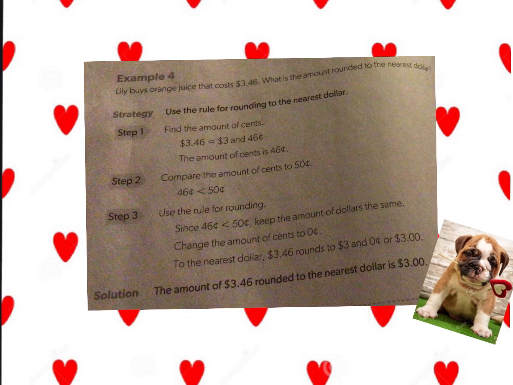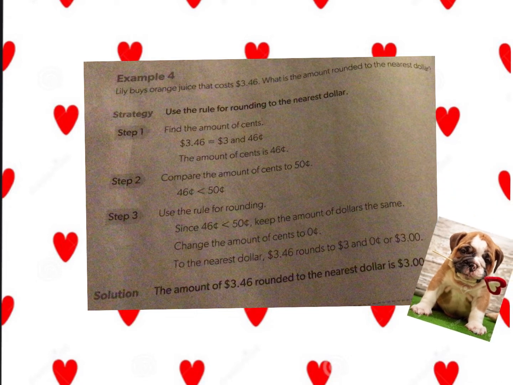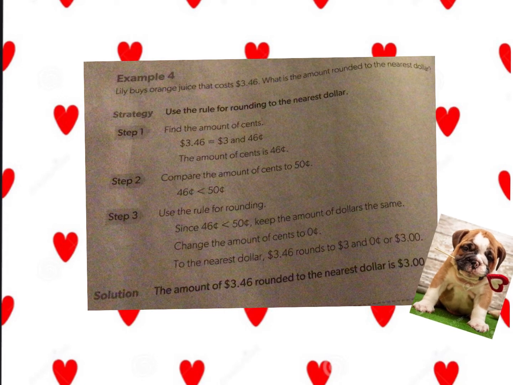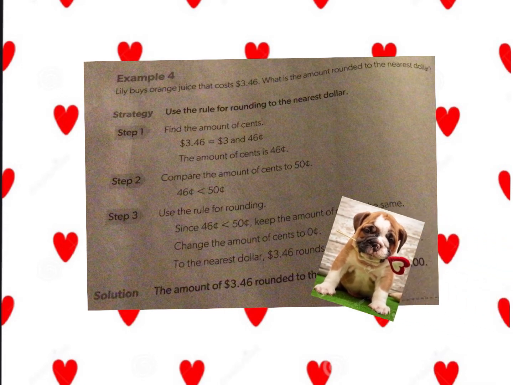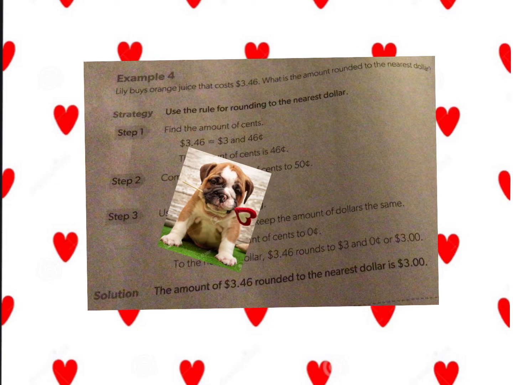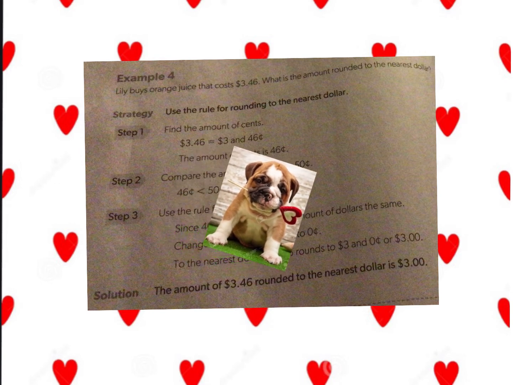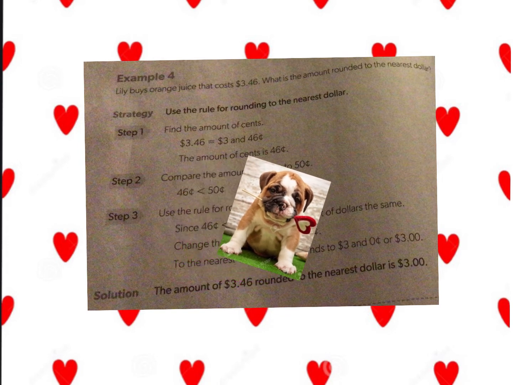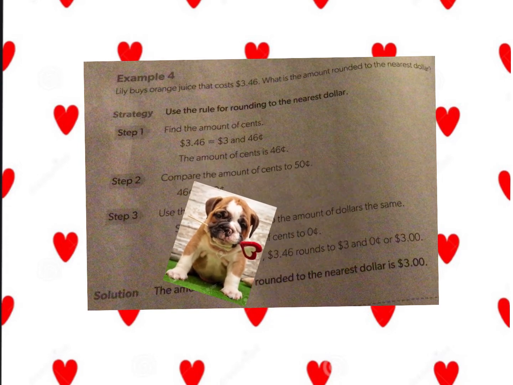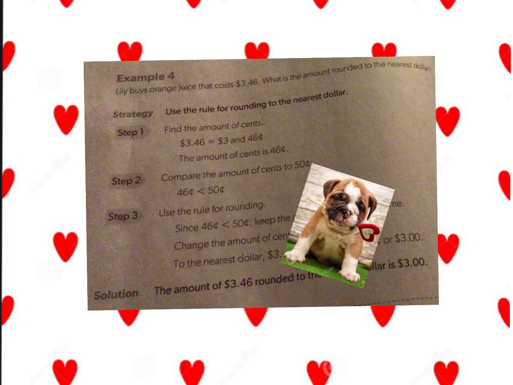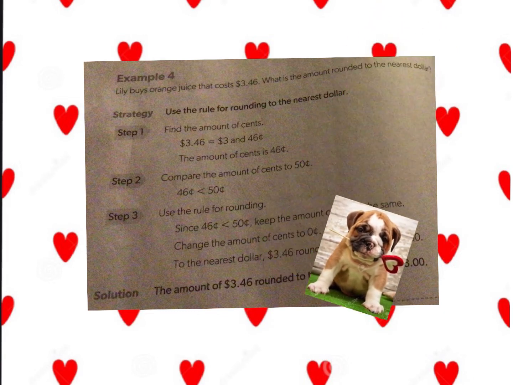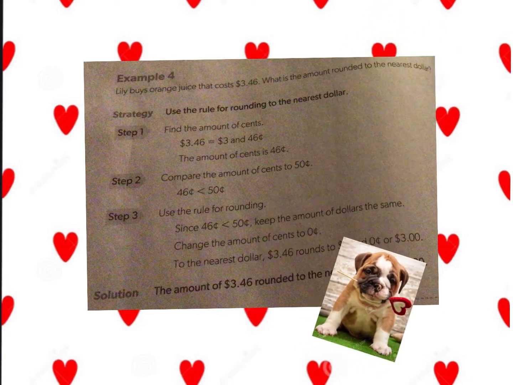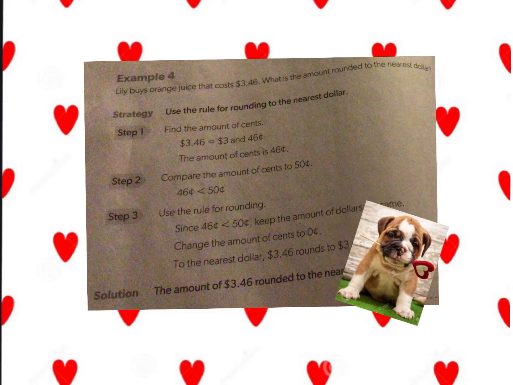Do you guys remember that song from at the beginning of the year? Very good. So, what we're going to do is find the amount of cents. $3.46. So, we have $3.46 as a change. The amount of cents is 46 cents. We're going to compare the amount of cents to 50 cents. If it's 50 or greater, we're going to round up to the nearest dollar. If it's 50 or less, we're just going to let it rest.